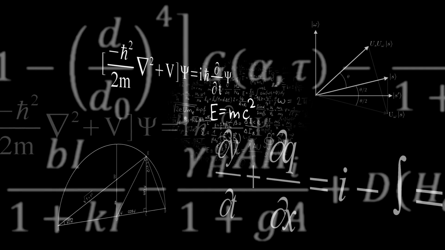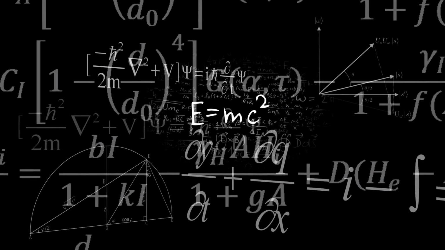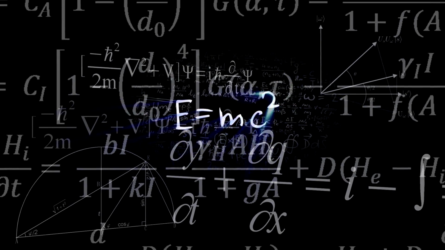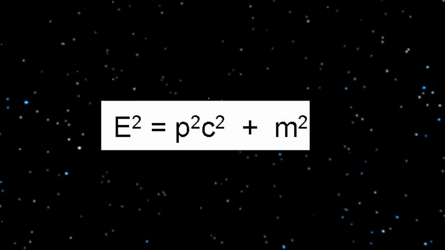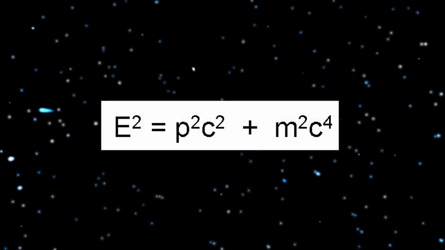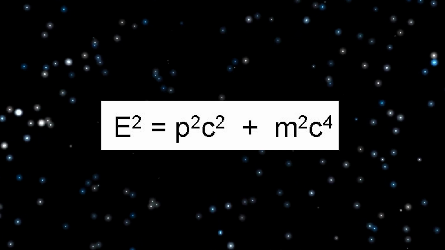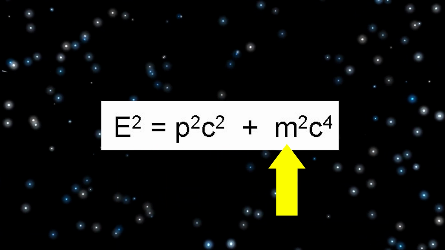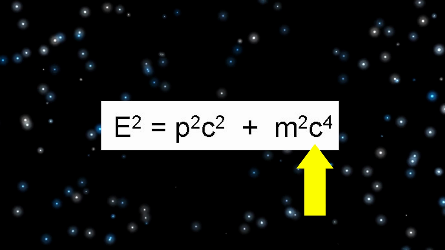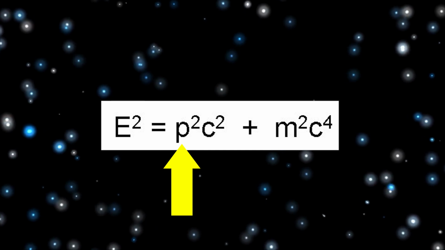When we look at Einstein's famous mass-energy equivalence equation, E equals mc squared, it is actually a special case of a slightly longer formula known as the energy-momentum relation, which is written out as E squared equals p squared multiplied by c squared plus m squared multiplied by c to the fourth power. This equation relates energy, E, to rest mass, m, the speed of light, c, and momentum, p, which is the key to how photons can carry energy but have no mass.